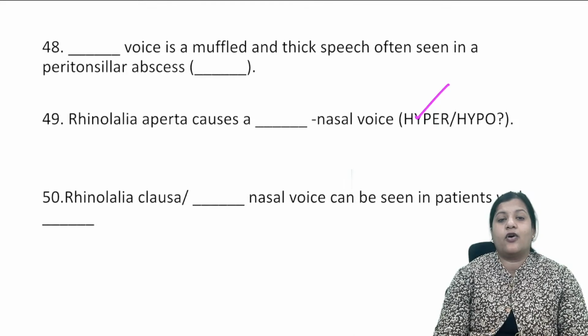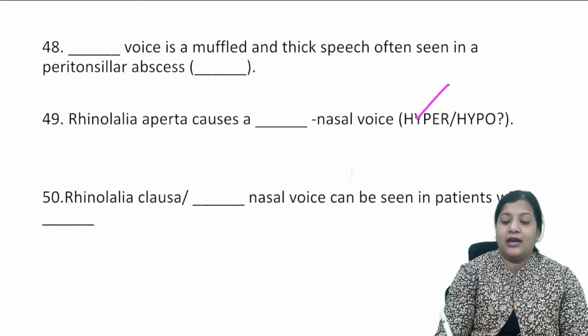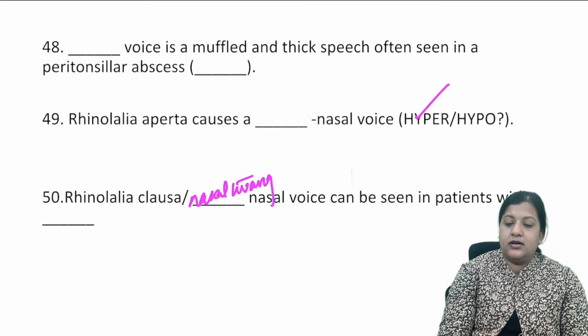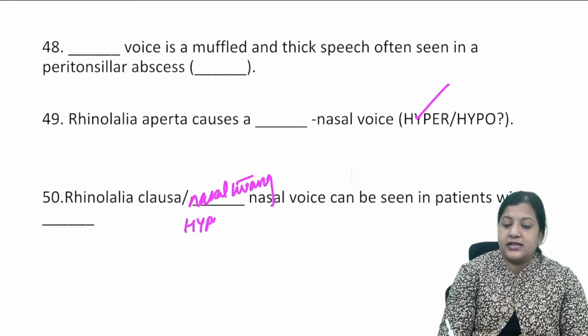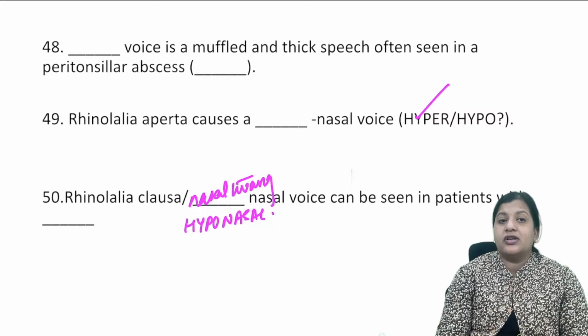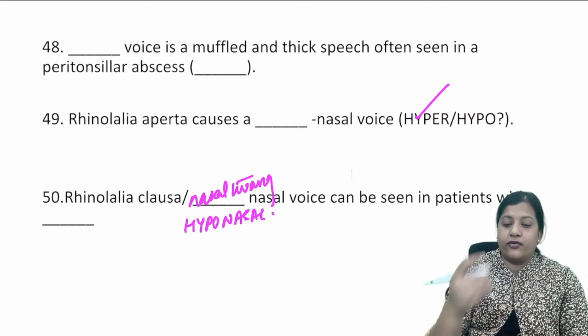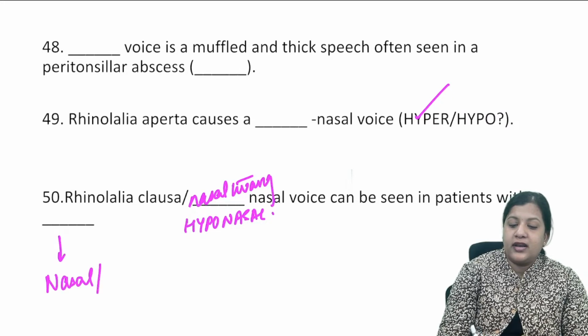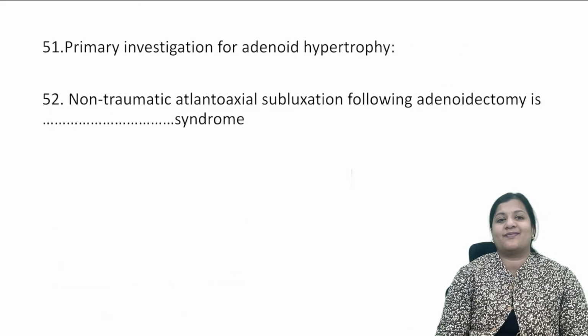Rhinolalia clausa gives a nasal twang in the voice. Here we get a hyponasal voice. Why do we get this? Because of obstruction in the nose or the nasopharynx. So with any nasal or nasopharyngeal airway obstruction, you will get this hyponasal voice.